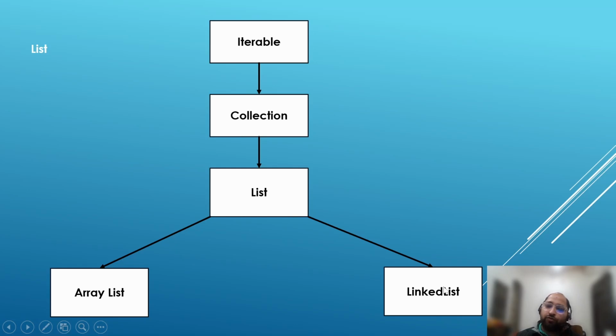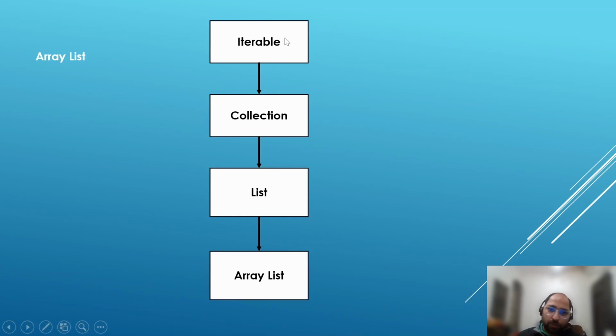Similarly, linked list would also be implementing them. Array list would be implementing based on the array concept, and linked list would be implementing based on the doubly linked list concept. To refine it further for the array list, we have iterable, which is the interface, then collection, list, and array list. Now that we have understood the hierarchy of array list, let us try to understand it from the programming side.